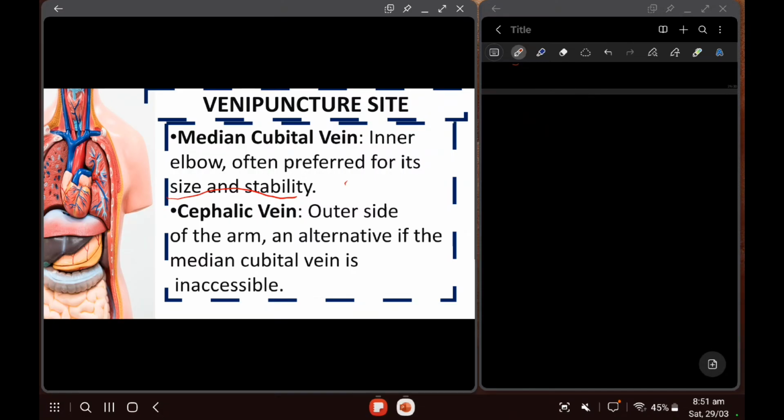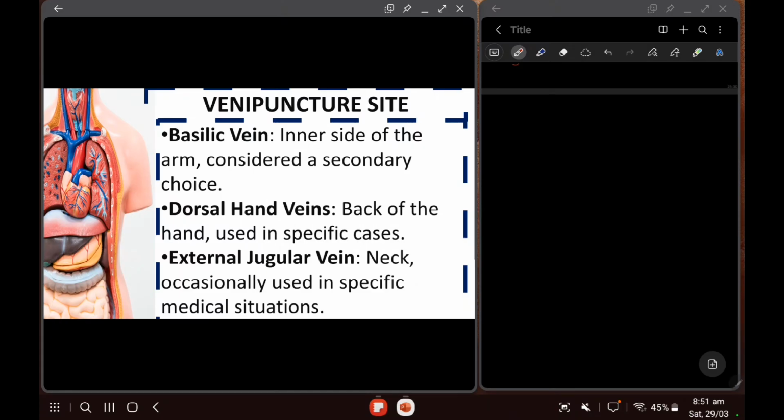And then we have the cephalic vein. It is outside of the arm, an alternative to the median cubital vein if it is inaccessible. So, yung vein dito is nag-run along the outer side of the arm. So, good alternative siya if yung median vein natin is hindi accessible. Mas maganda si cephalic pag hindi available or hindi ma-access si median.